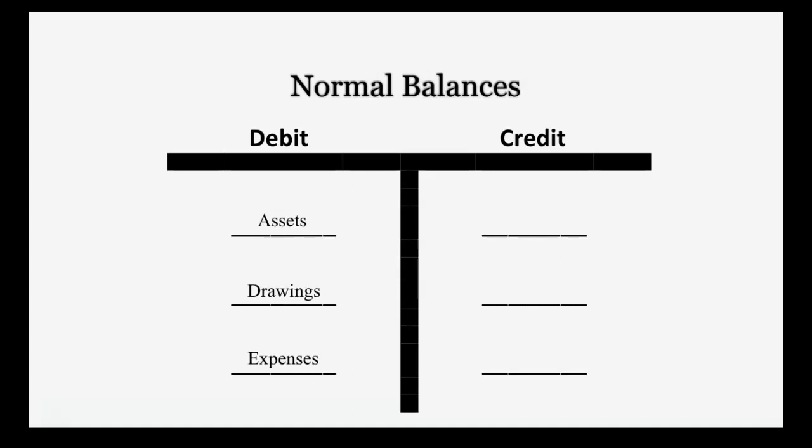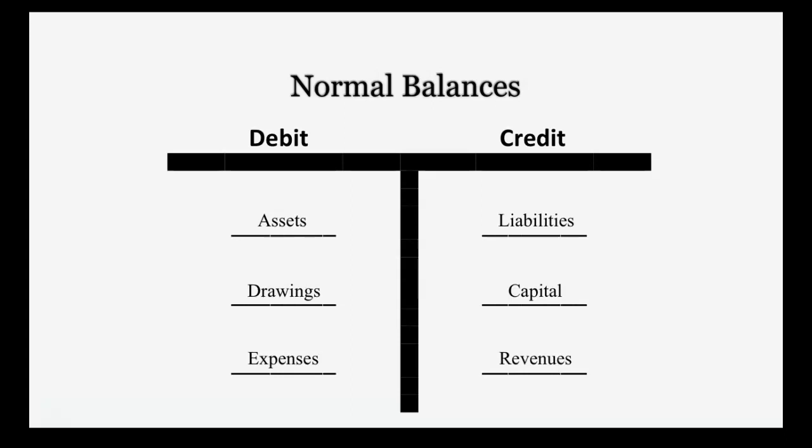Now over on the other side, accounts with a normal credit balance are going to be your liability accounts. So that's any account that has the word payable in it, that's your unearned service revenue. All of those have a normal credit balance. Then your owner's capital also has a normal credit balance. And lastly, your revenues have a normal credit balance.